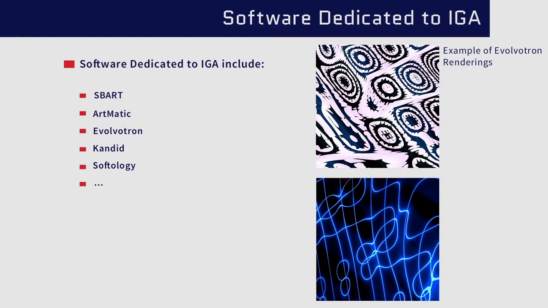We have now seen artists breeding images as their practice, and we have seen other computer-assisted creation tools that allow users or groups of users to interactively breed content. There is plenty of software dedicated to IGA. We mentioned SBART earlier in this session. Other software includes Artmatic, Evoltron, Candid, or Visions of Chaos, to name just a few. Some commercial solutions have been deployed as well. We have added some links to the resource section of this session for those who are interested in exploring more.